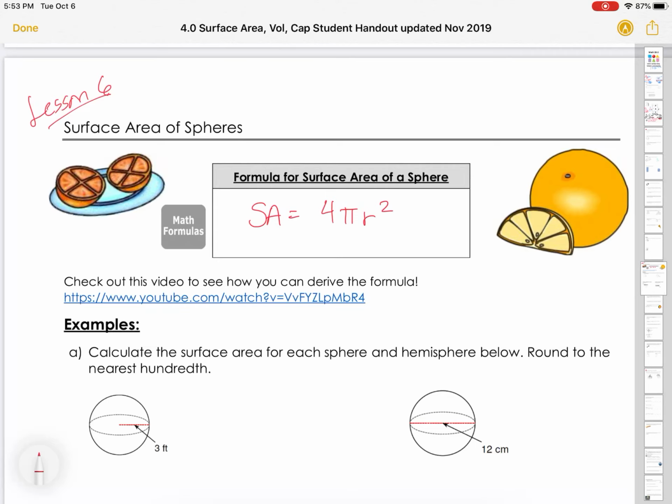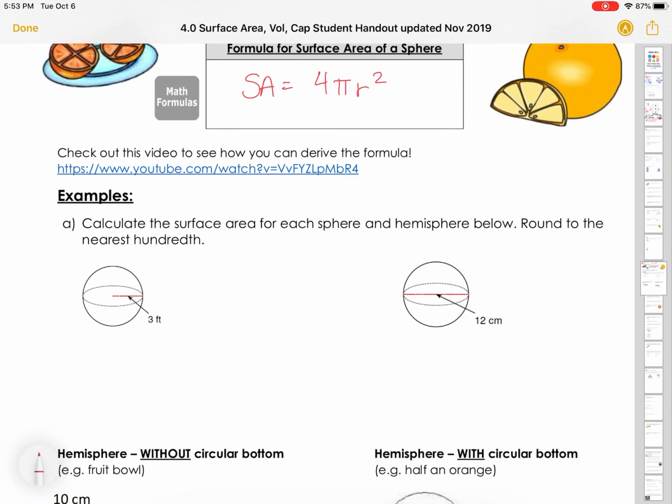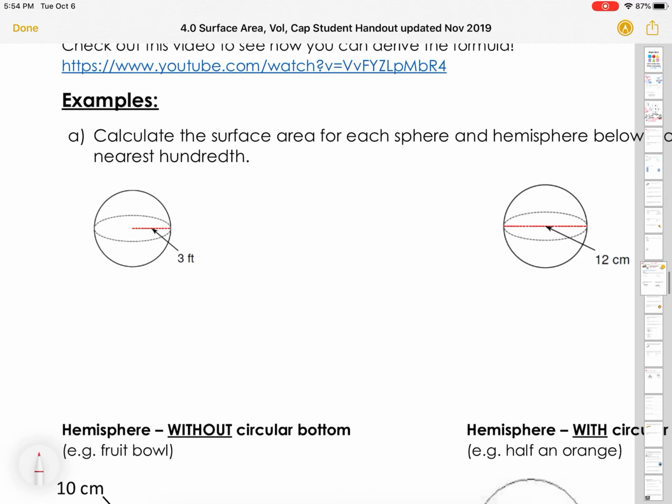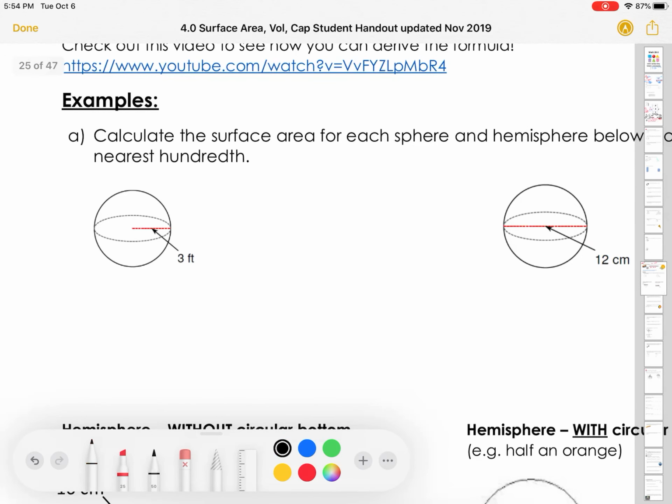formula. So, if we have a sphere, which is a round ball, right? This is like a ball or a globe, okay? We're gonna calculate the surface area for each sphere and hemisphere. A hemisphere would be half a sphere. So we'd have to do something tricky with a hemisphere. And we're gonna round to the nearest hundredth. So let's take letter A.